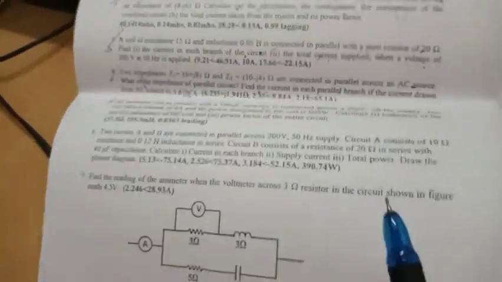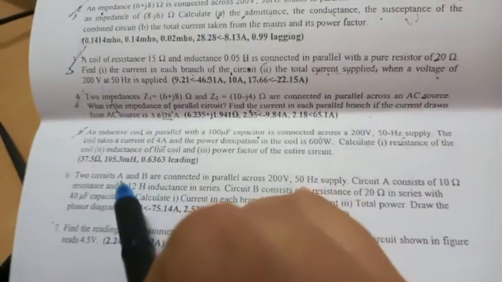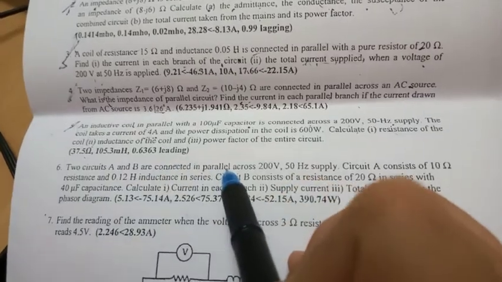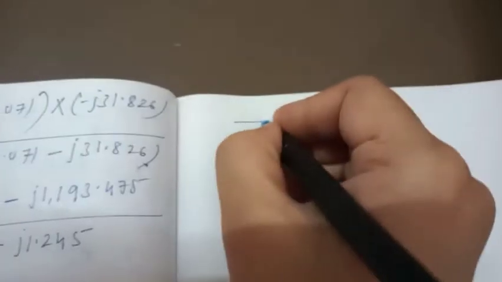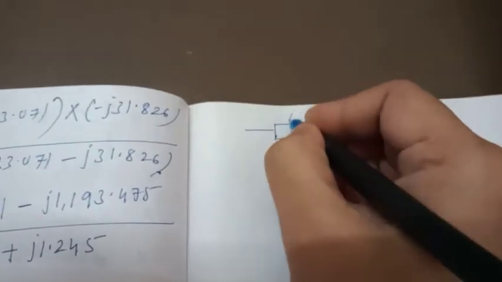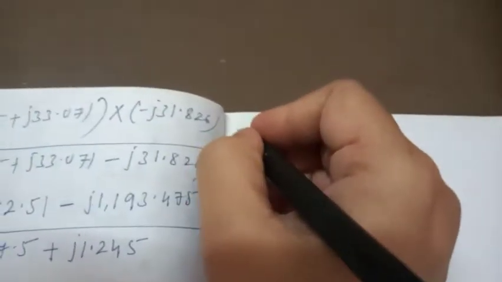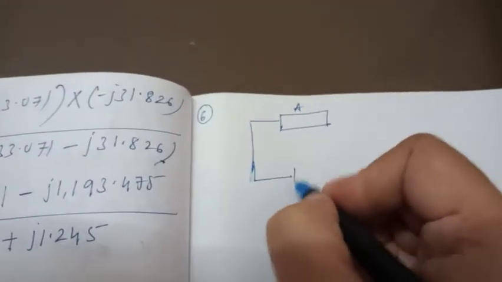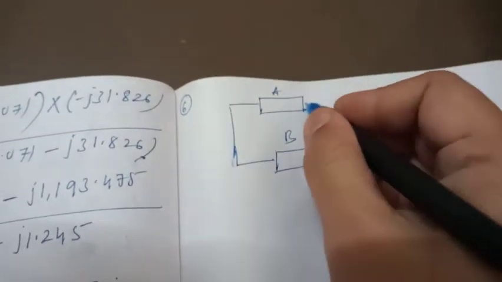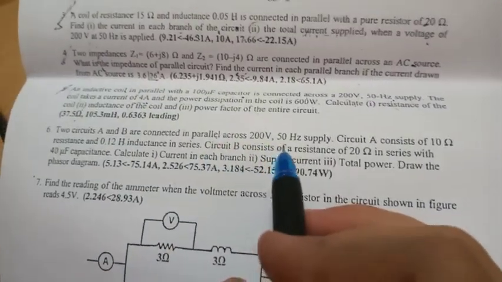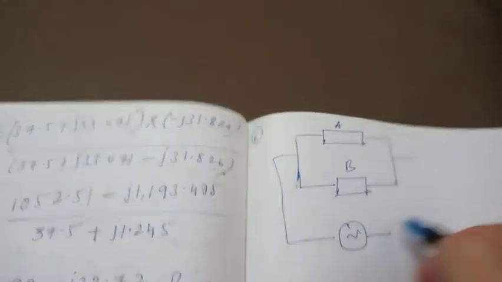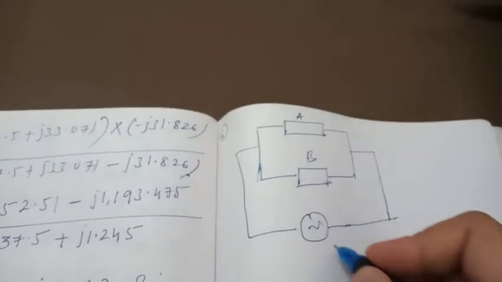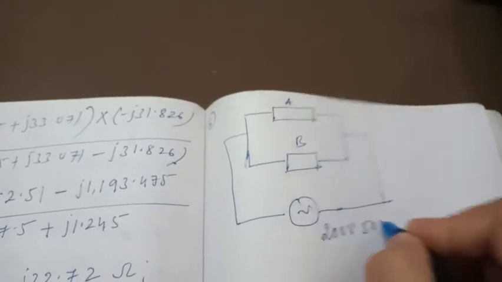Next, we shall see problem number 6. Two circuits A and B are connected in parallel. Two circuits, one is A and the other B, they have given like this. In the sixth problem, A and B are connected in parallel across a 200 volt 50 hertz supply.